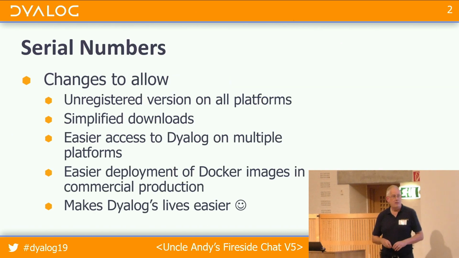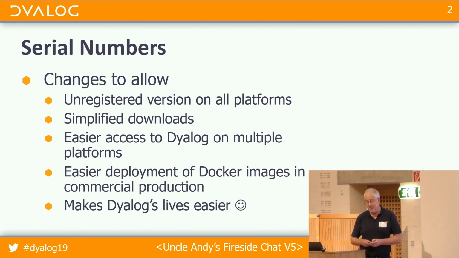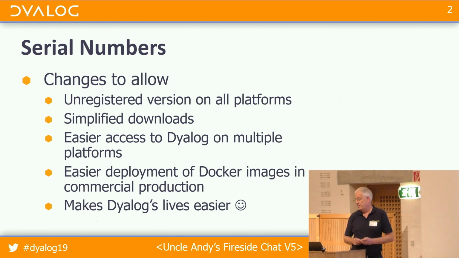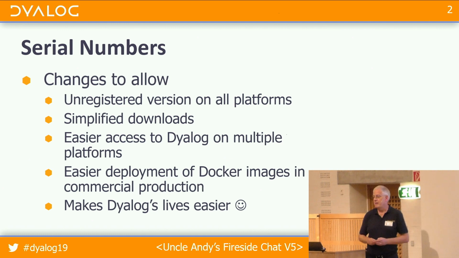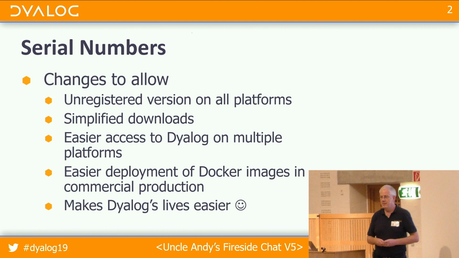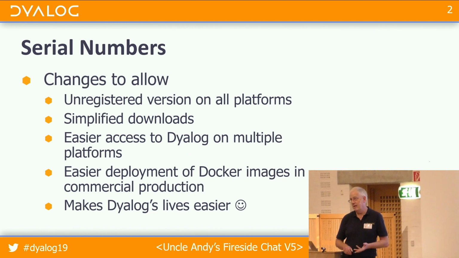So, serial numbers. As we said, we're changing the way we license Dyalog APL, the way we make it available. And the idea is that we allow for unregistered versions on all platforms, simplified downloads, easier for people to get hold of Dyalog APL for multiple platforms. One of the main reasons we started was to allow easier deployment of Docker images in commercial production, and quite frankly, it makes our lives easier. Currently we have a beta installer for Windows, and we'll have a commercial installer and a non-commercial installer.